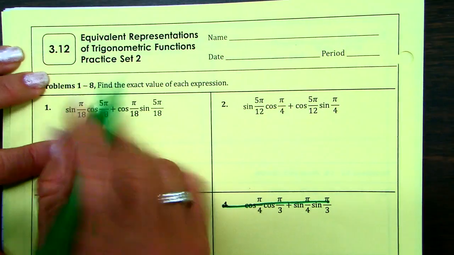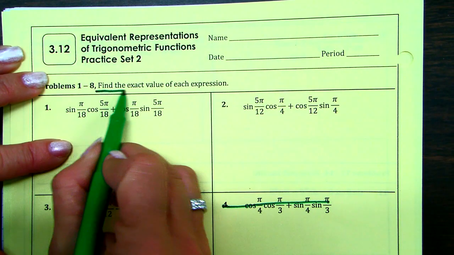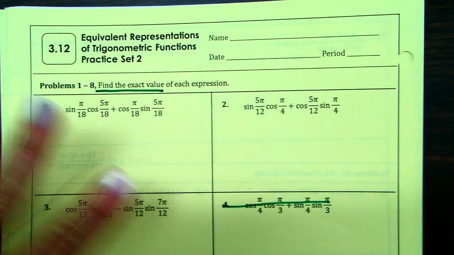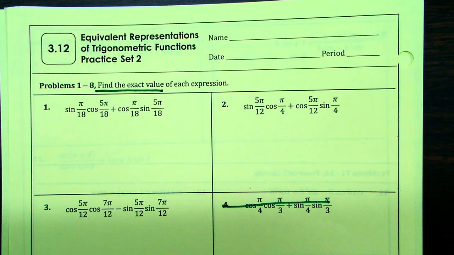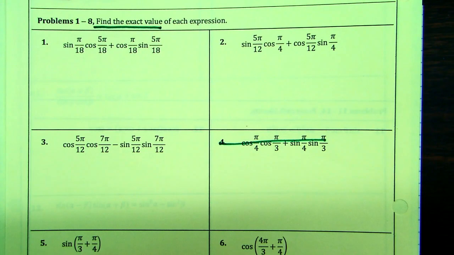The directions for this whole page are to find the exact value, which is what we were doing in the first 2 examples. There's no proofs here. On the next page, 9, 10, 11 are the proofs. So we have to simplify these. 5 and 6 are just like what we did in the notes. Look ahead, and I'm going to do number 7 with you.